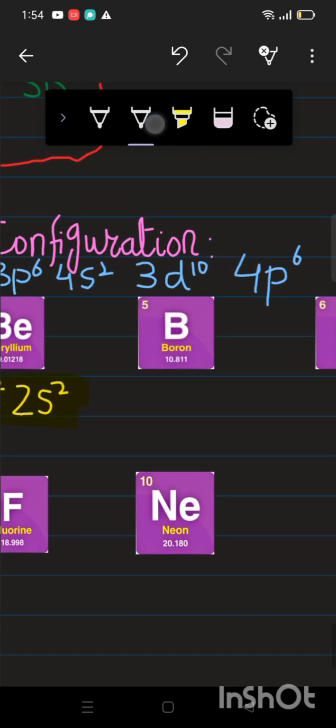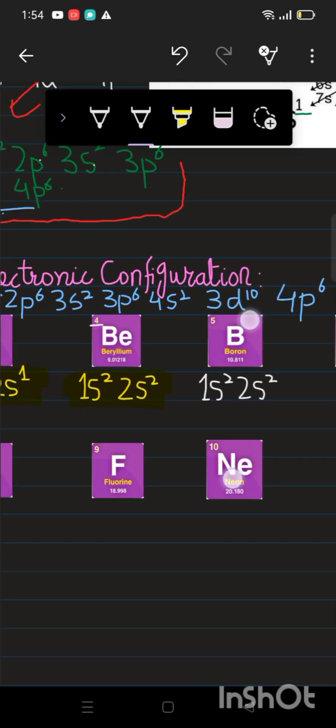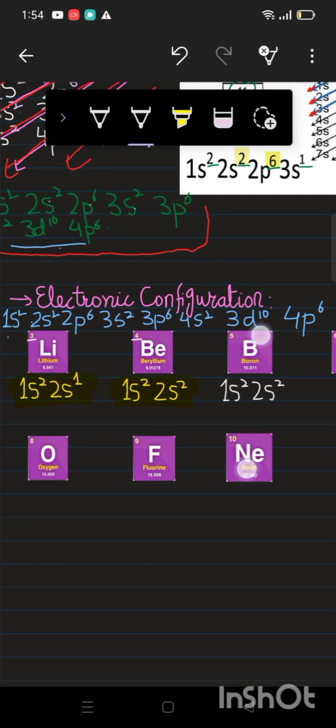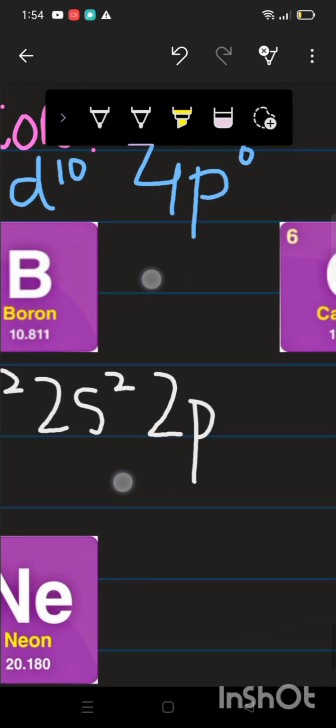Now we are going towards boron. So 1s2, then we have 2s2. Now 4 electrons have been filled. Now we need to start 2p6. Alright, and we know that p can hold 6 electrons. However, only 1 electron is left, since we know that boron has only 5 electrons, and 4 electrons have been filled by the s subshell of the first shell and the s subshell of the second shell. Now there would be only 1 electron.